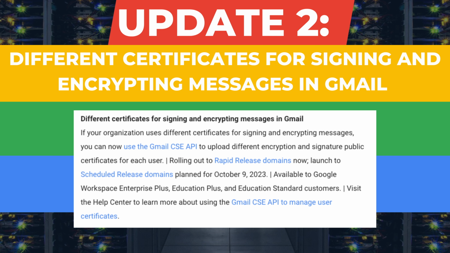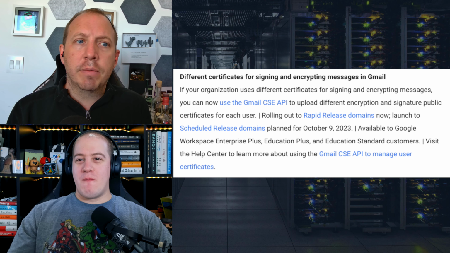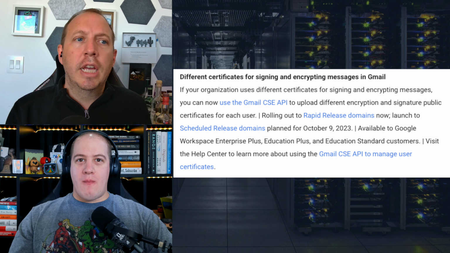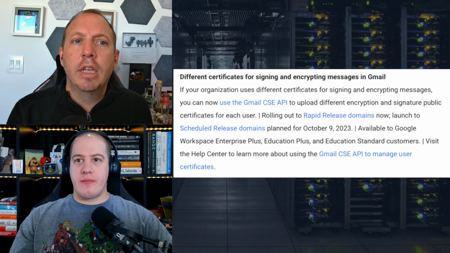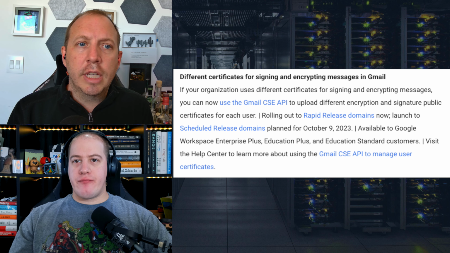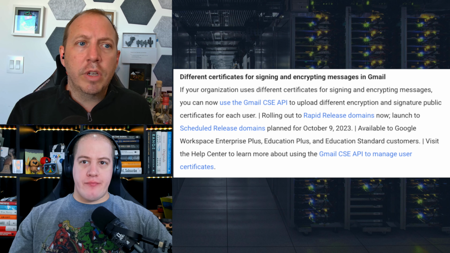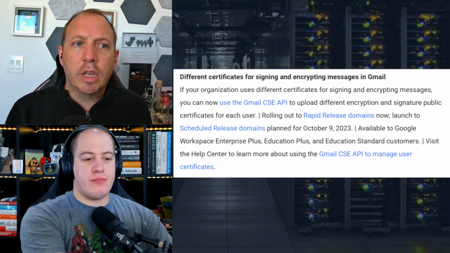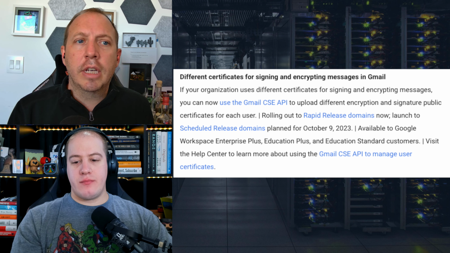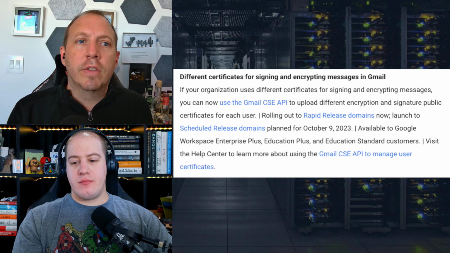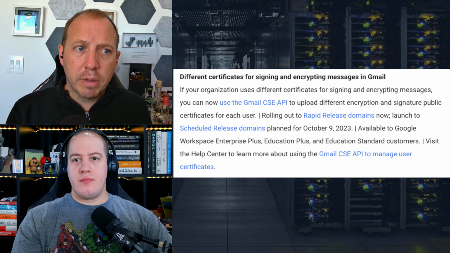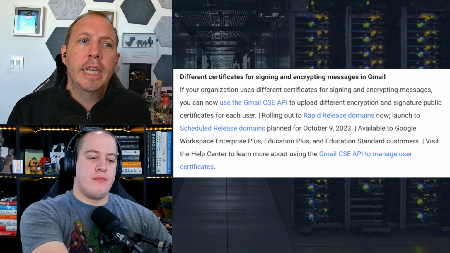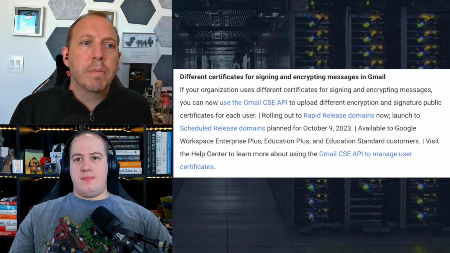Next, we have the different certificates for signing and encrypting messages in Gmail. If your org uses different certificates for signing and encrypting messages, you can now use the Gmail CSE API to upload different encryption and signature public certificates for each user. That is rolling out now to rapid release domains and will make its way over to the scheduled release domain starting the 9th of October. That'll only be available to Enterprise Plus, Education Plus, and Education Standard customers.